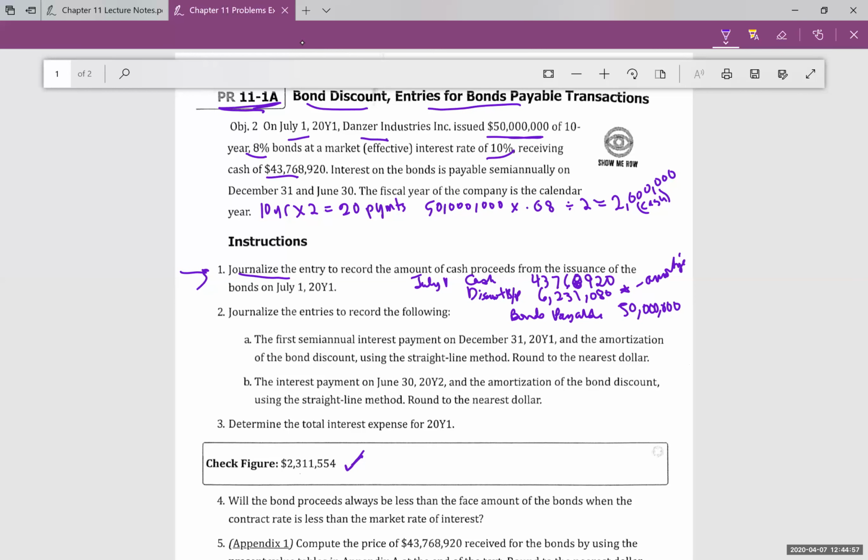We're going to divide that number by the 20 payments. In fact, let's do that right here. 6,231,080. We're going to divide that by 20 because when we do the interest, we need to know what that number is. That happens to be 311,554. Okay, so we'll use that number on the amortization of the journal entry.